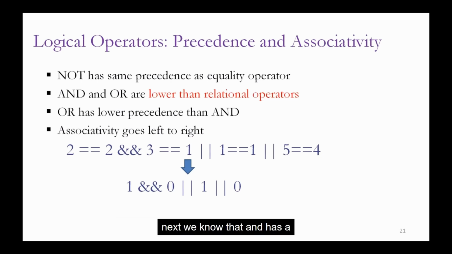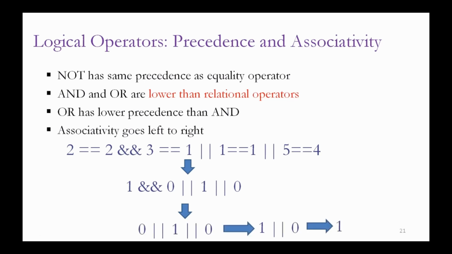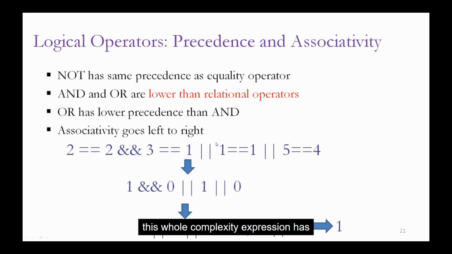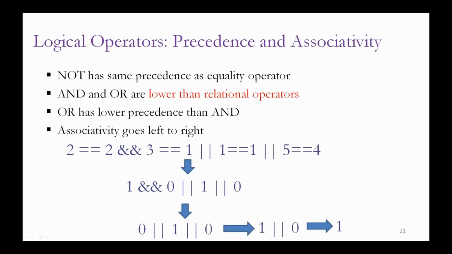Next, we know that AND has a higher precedence than OR, so we evaluate the AND. 1 and 0 is 0, so we put a 0 here. Then we have OR left, and the associativity here goes from left to right, so we evaluate 0 or 1, which gives us 1. And then we do 1 or 0, which gives us 1. This whole complex expression has been evaluated to boil it down to a single number.